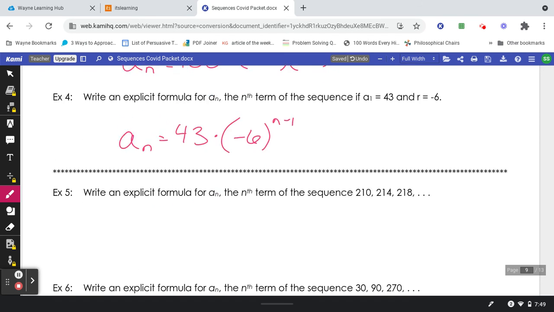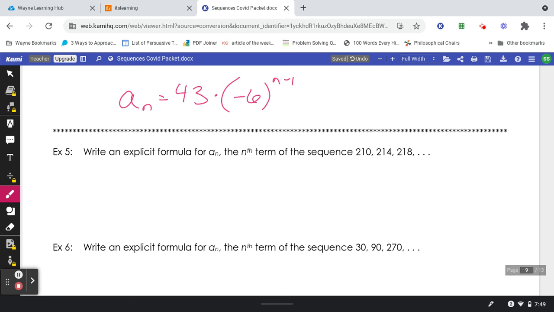All right, the next set of problems, they're just going to give us a little bit less information, and we're going to have to do some investigating to figure out whether it's arithmetic or geometric, and again, get the common difference or common ratio. So example number 5, it starts with 210, then it goes to 214, then it goes to 218. I notice right away that that's an adding of 4 each time. So I know this one is arithmetic. And my common difference is going to be 4.